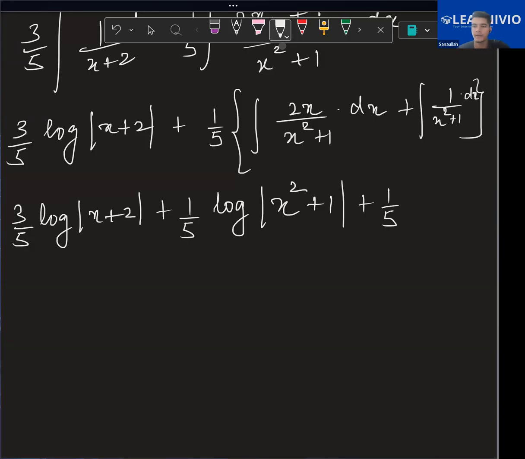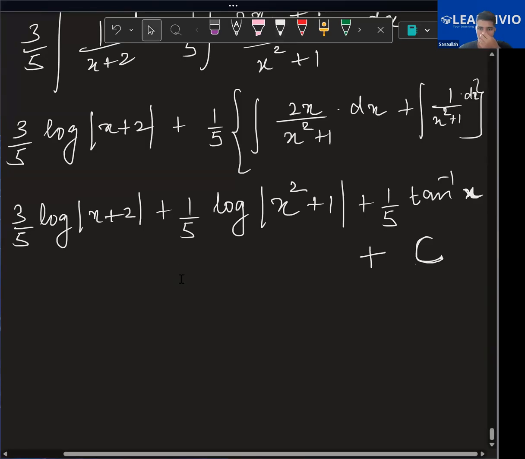आगे क्या करेंगे बताओ? What is the formula for integration of 1 upon x square plus a square dx? Someone tell me. Anybody? 1 by a tan inverse x by a plus c. Yeah. So 1 by a is 1 and tan inverse x by a, that is x. And at last, for all of these terms, I will just write it as a c. Okay. All right. Is it clear? Yes, sir.